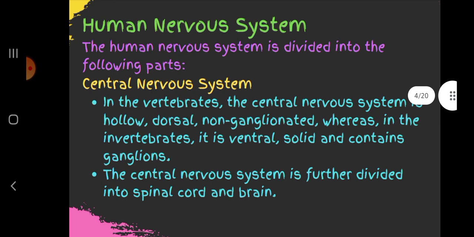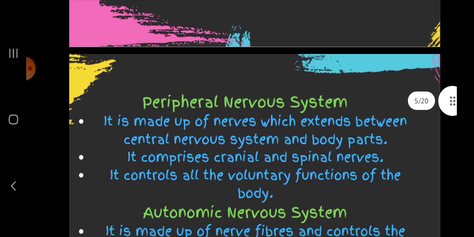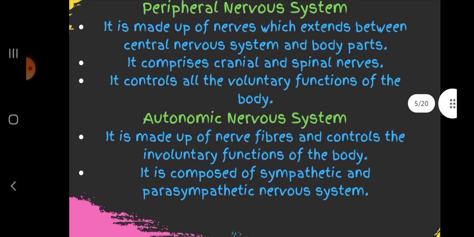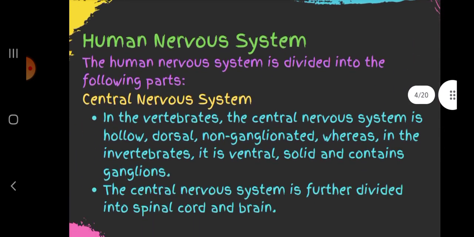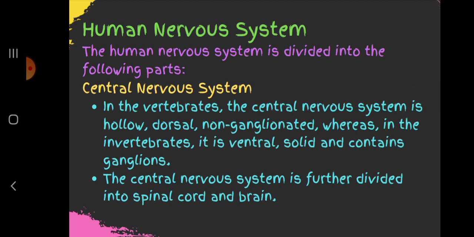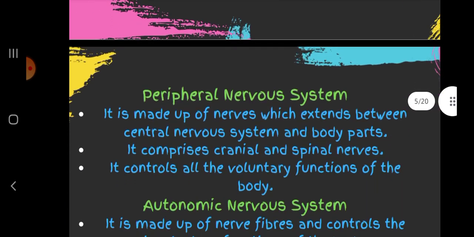Human nervous system. The human nervous system is divided into the following parts: central nervous system, peripheral nervous system and autonomic nervous system. Central nervous system. In the vertebrates, the central nervous system is hollow, dorsal and non-ganglionated, whereas in the invertebrates it is ventral, solid and contains ganglia. The central nervous system is further divided into spinal cord and brain.